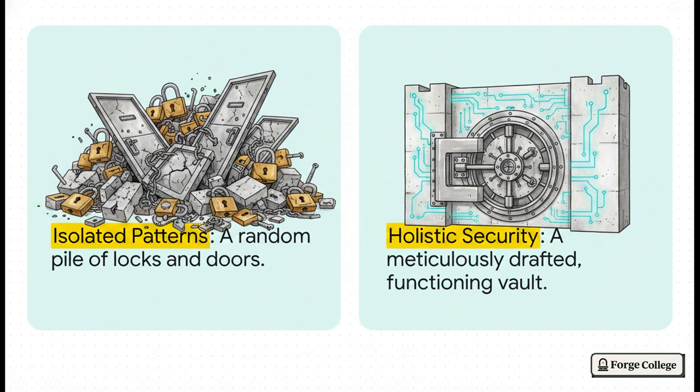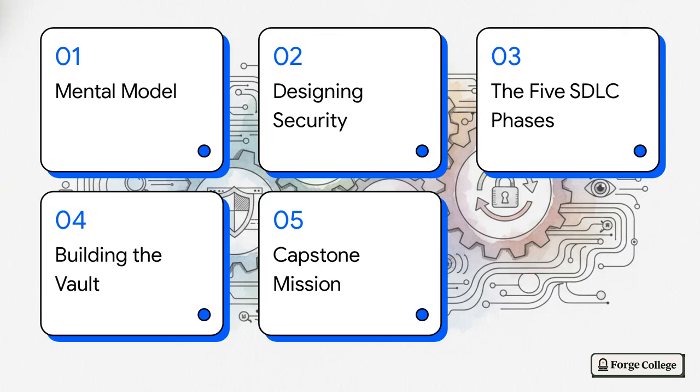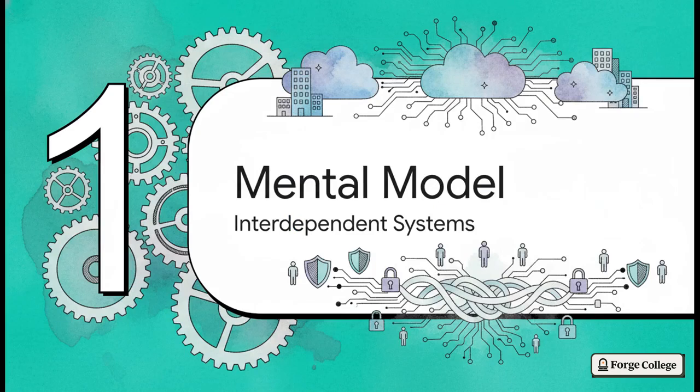Holistic security is that meticulously drafted blueprint where every single component knows its exact role. And that blueprint is exactly what we are building today. Consider this our architectural schematic for the day. We'll establish our building mental model, design our holistic security, break down the 5 phases of the secure development lifecycle, apply it all to a token vault, and outline your final capstone mission. Let's get into it. Part 1, the building mental model.